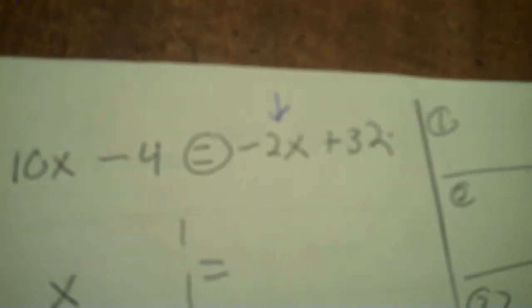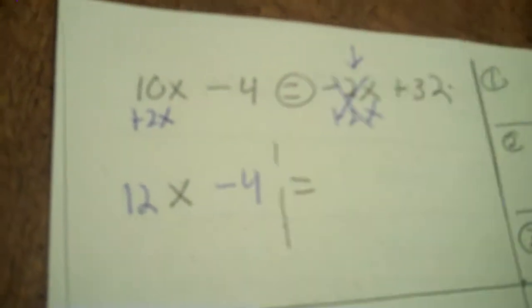You have 4 to do on the assignment. Okay. 10x minus 4 equals negative 2x plus 32. Okay, so we have x's on both sides. So put an arrow on the one over there, just a little arrow. Now, we're going to call that a minus 2x. To get rid of it, I would plus 2x. Plus 2x gets rid of the negative 2x.